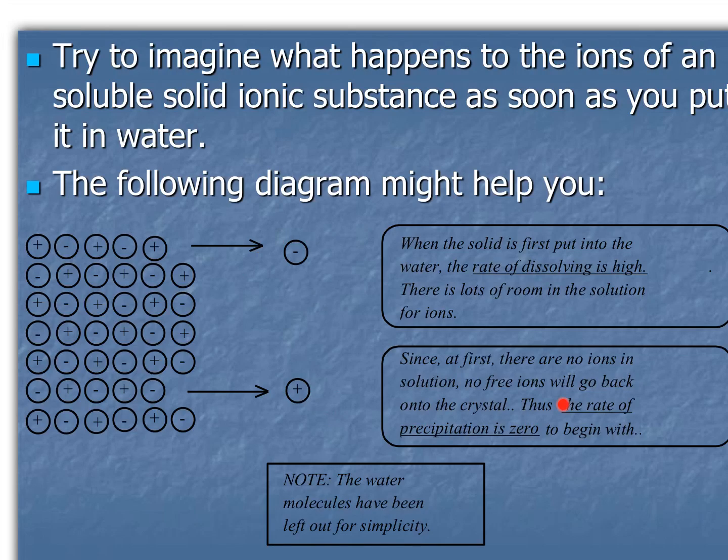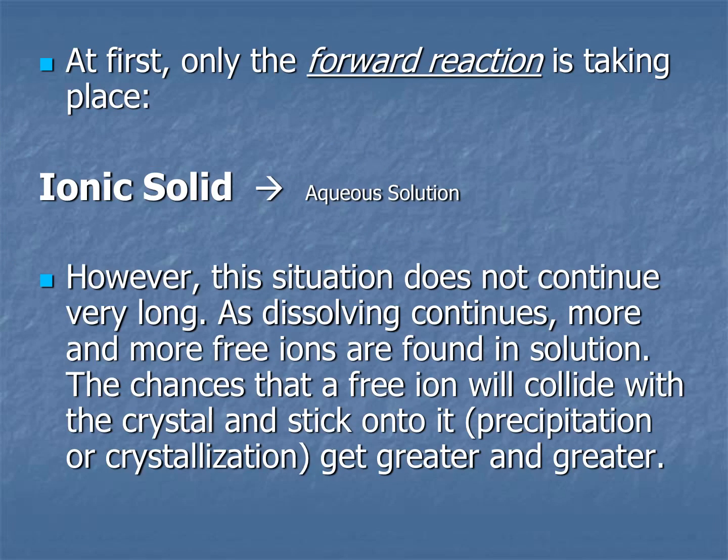So the rate of the precipitation is 0 at the beginning. Remember, precipitation is the formation of a solid. So you put a solid into the solution and the ions start floating away. At first, only the forward reaction is taking place. My ionic solid is becoming an aqueous solution. However, this situation does not continue for very long.